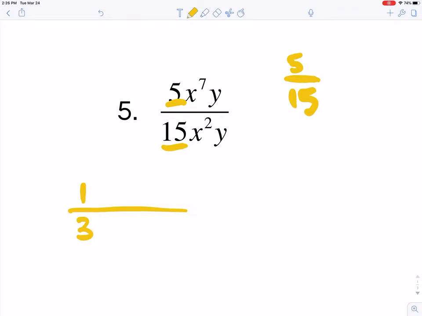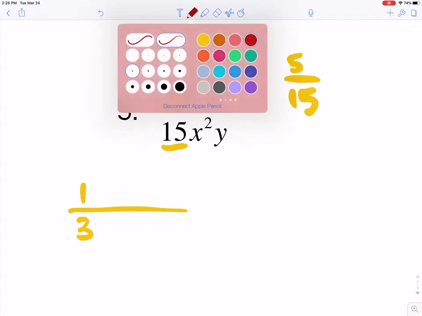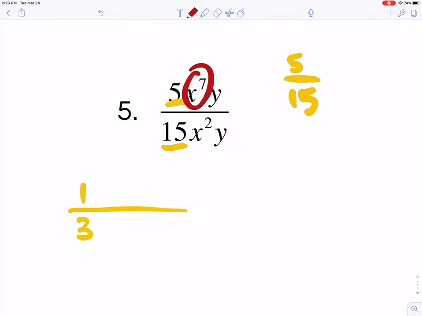Alright, so when you have division with a common base, it implies subtraction of the exponents. I have more x's up top. And so 7 take away 2 would mean I have 5 copies of x.